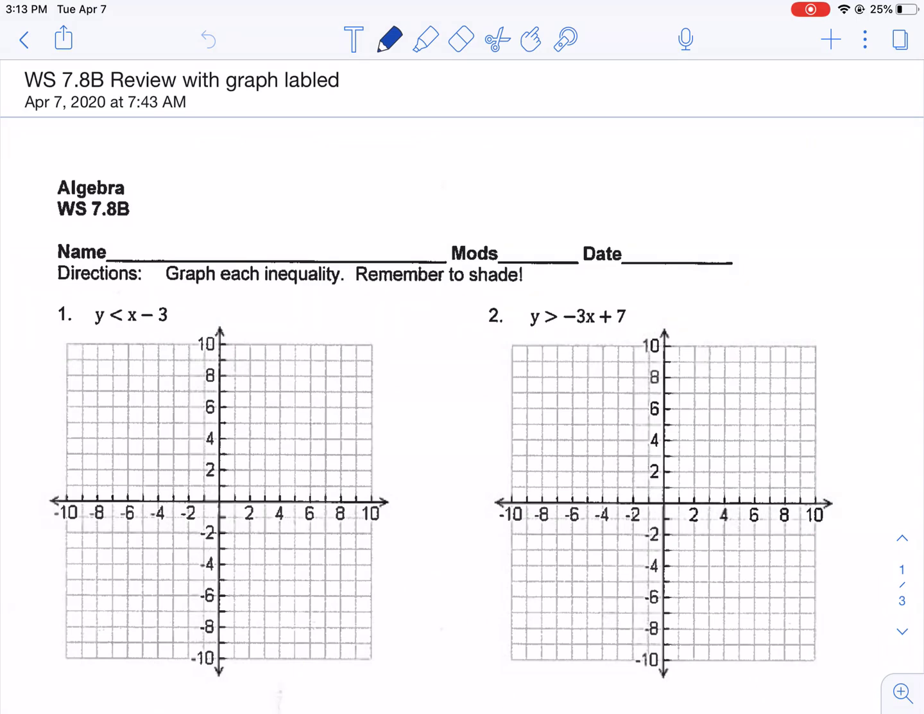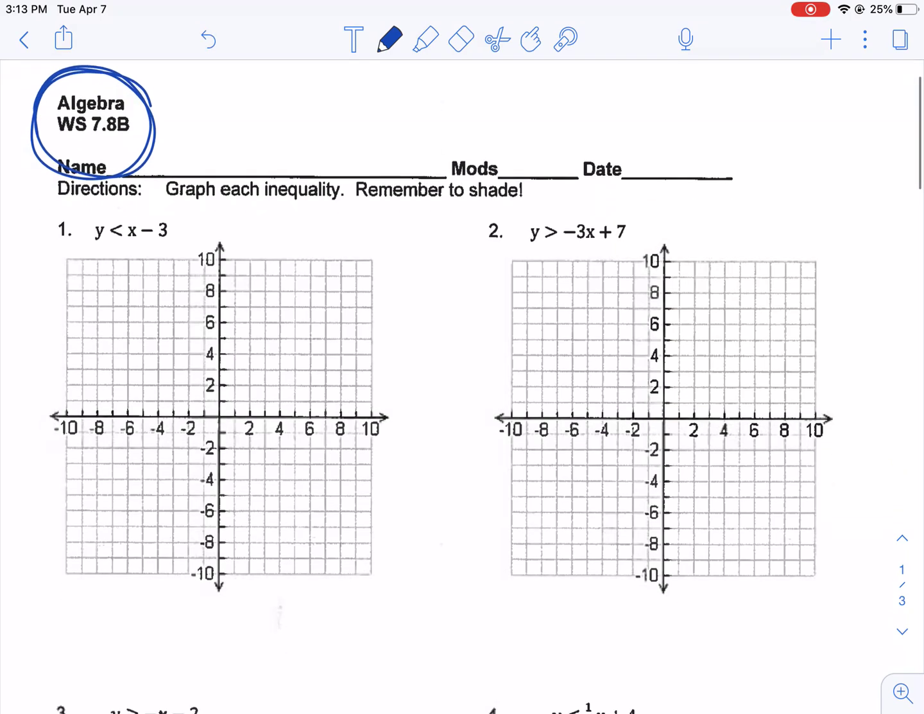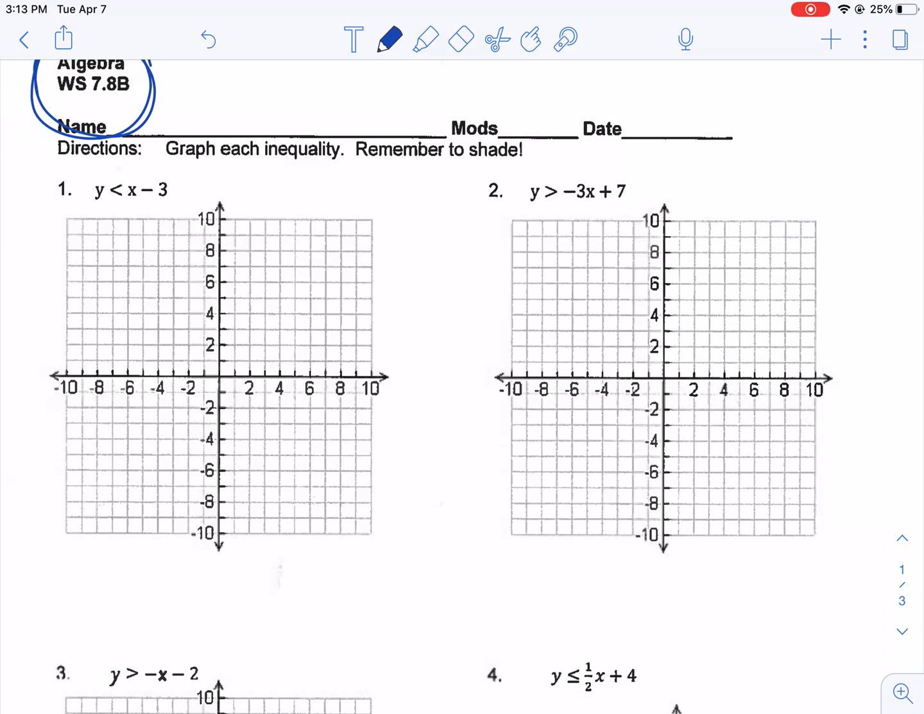Hello again. Today we are going to check over worksheet 7.8b. We are going to be graphing each inequality with two variables. So let's get right into it.